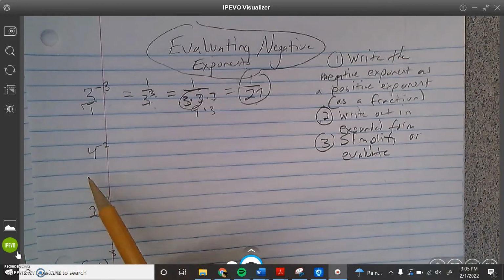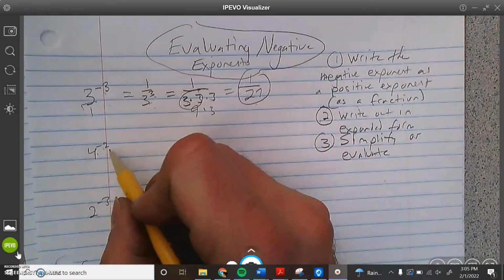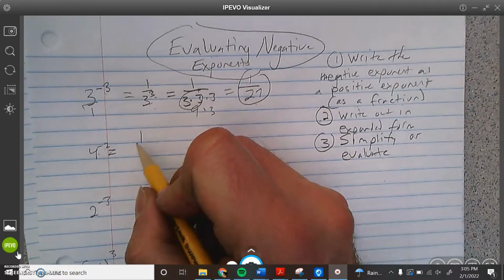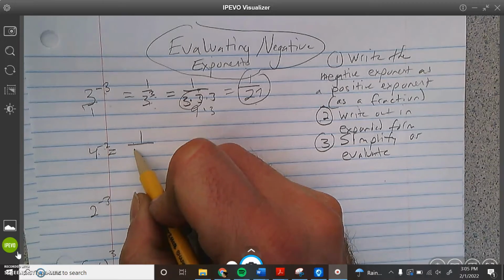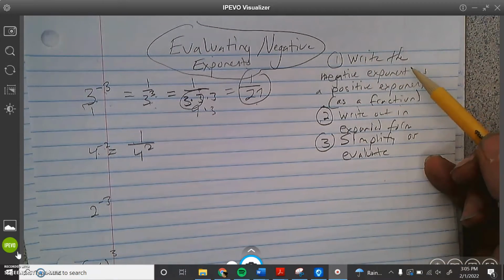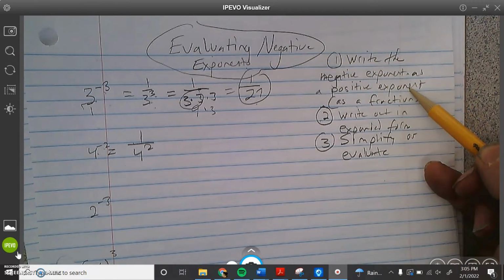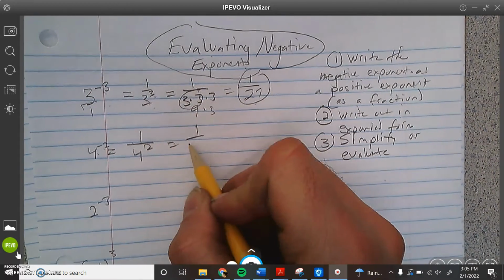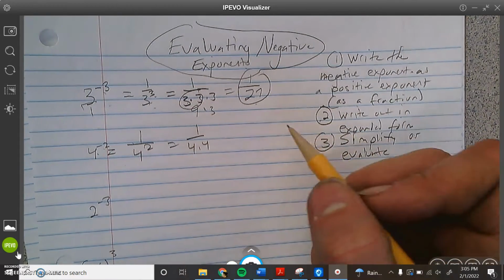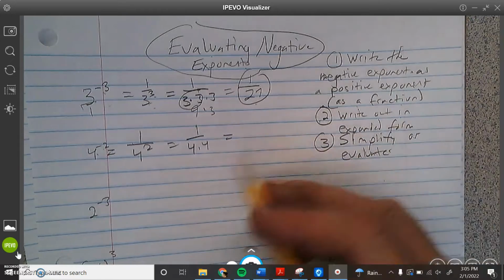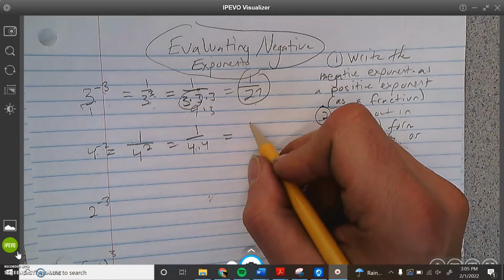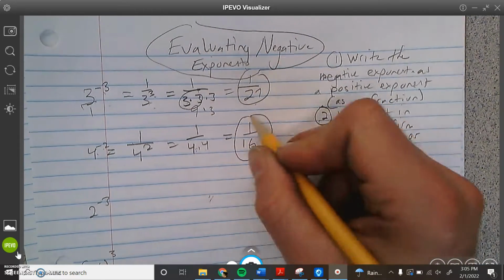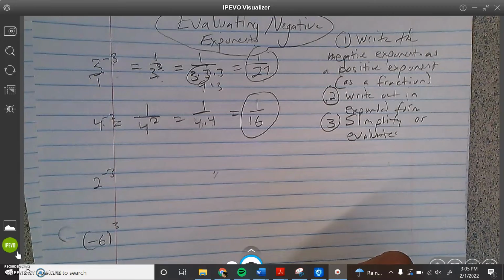All right, so 4 to the negative 2. Let's try it. That would be 1 over 4 squared. So I wrote the negative exponent as a positive exponent. Write in expanded form: 1 over 4 times 4. And then simplify. 4 times 4 in my denominator is 16. There we go. Cool.